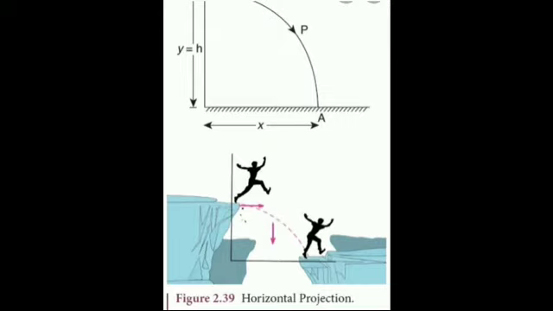In the downward direction, y is equal to half g t squared. Time of flight: the time taken by the thrown object to complete its path from the starting point is the time of flight.